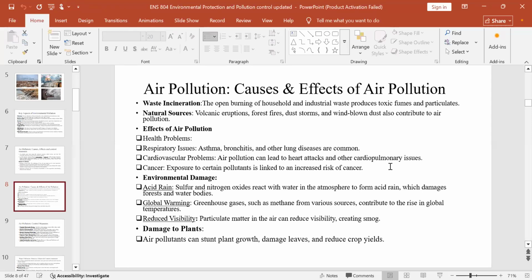Okay, so you have environmental damage too. The environmental damage that is done includes acid rain, which arises due to the presence of sulfur and nitrous oxides, which react with water in the atmosphere to form acid rain, which damages forests and water bodies, as well as rooftops and the soil. It acidifies the soil.